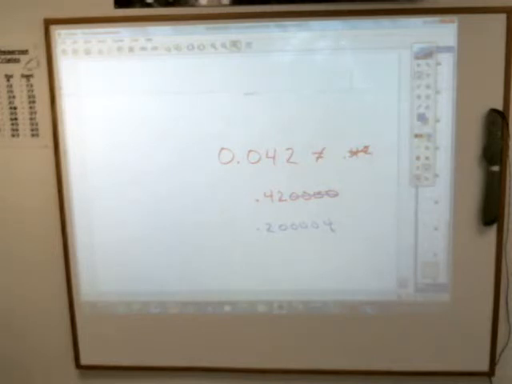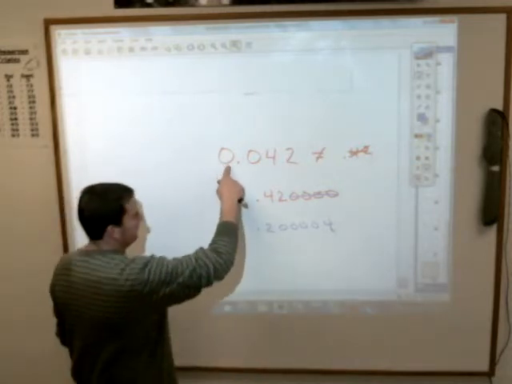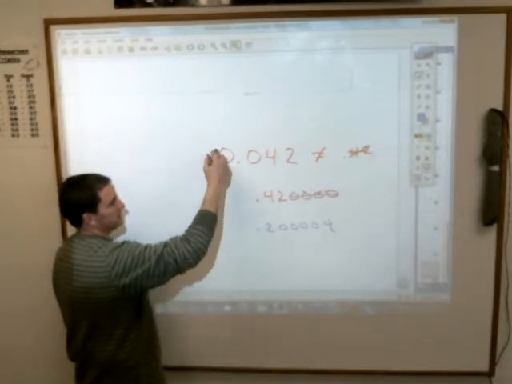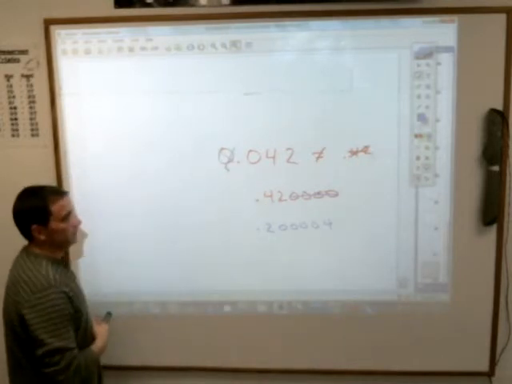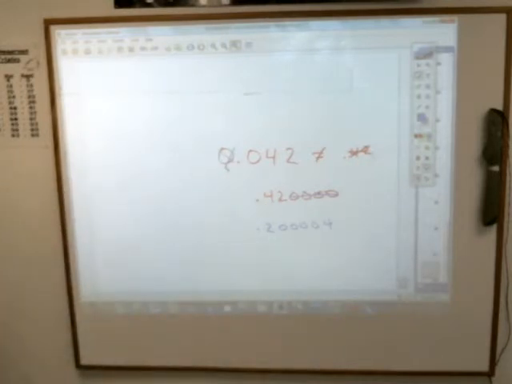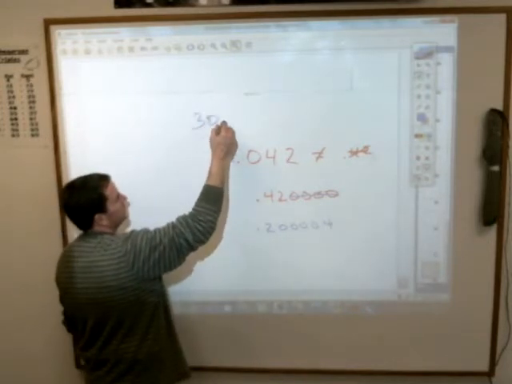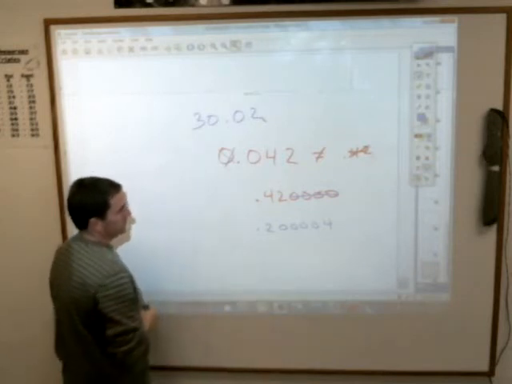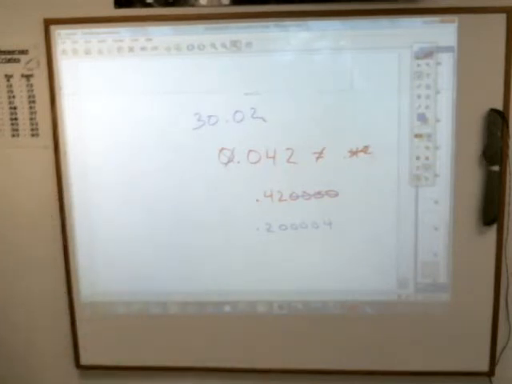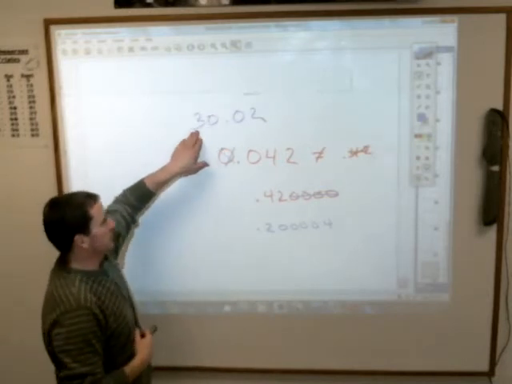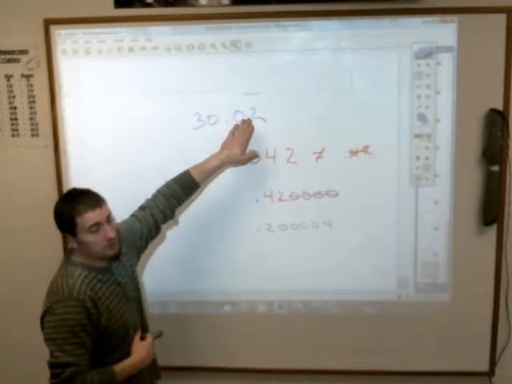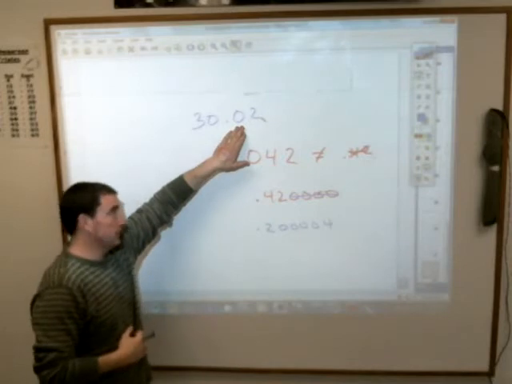And the same thing is kind of true. You don't necessarily need this zero here, but it's kind of nice to have it there. You can just write 0.042 in that spot. But you can't remove it if there's a number out here. 30.02. What zeros can you take away there? None of them. They're all needed. You can't take this away because that would change a 30 into a 3. You can't take that one away because it would change 2 hundredths into 2 tenths, and that's not the same thing.